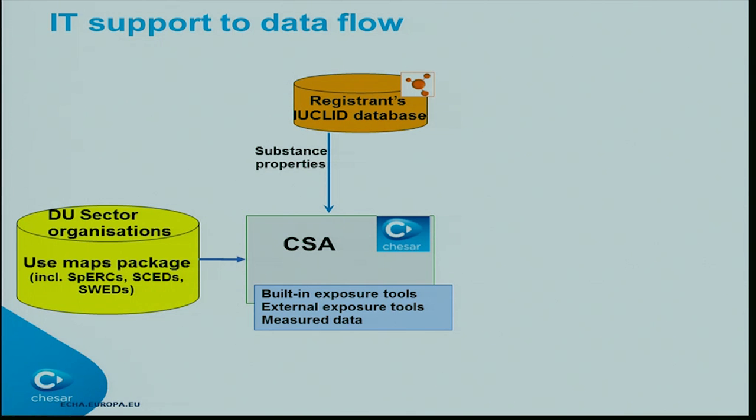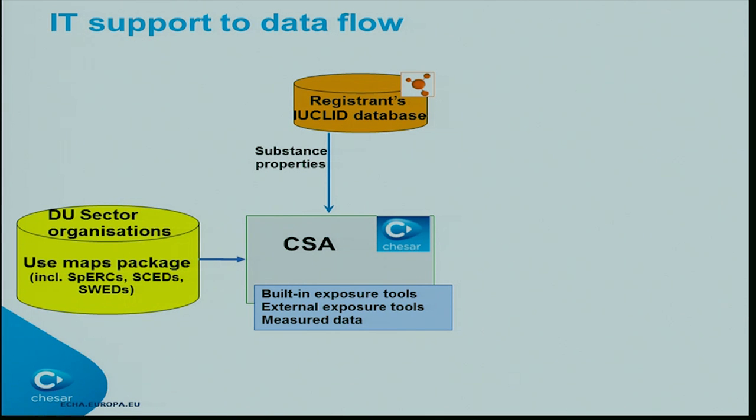And the uses for the environment can also be obtained via what we call an external exposure tool, meaning that the assessment is done by any other tool and then reported back in Chesar. This may be reported either manually or with an exchange file. We are working with some tool owners so that they generate Chesar export files.